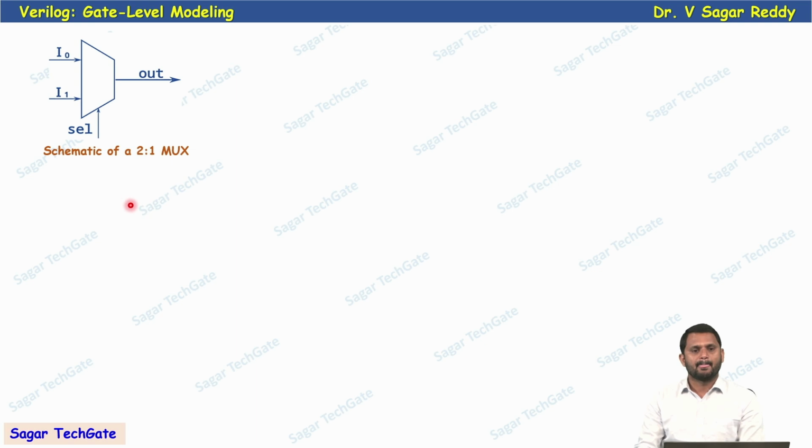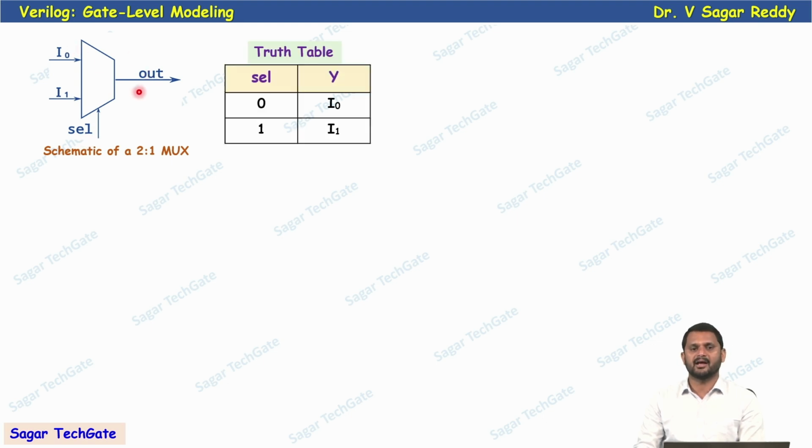See another example: the 2:1 mux. It has three inputs, I0, I1 and one selection line. Based on the selection line, the output may be either I0 or I1. So this is the truth table. If the selection line is 0, the output Y is I0, otherwise the output is I1. Based on this selection line, the output is connected to I0 or I1.